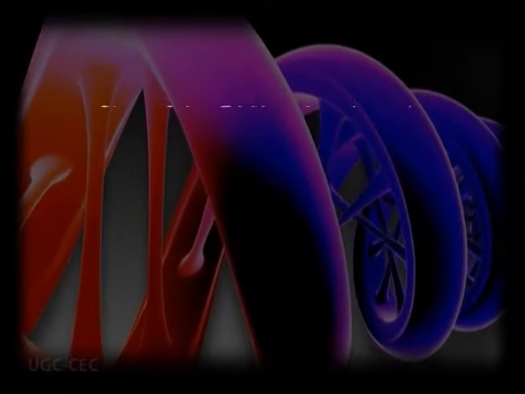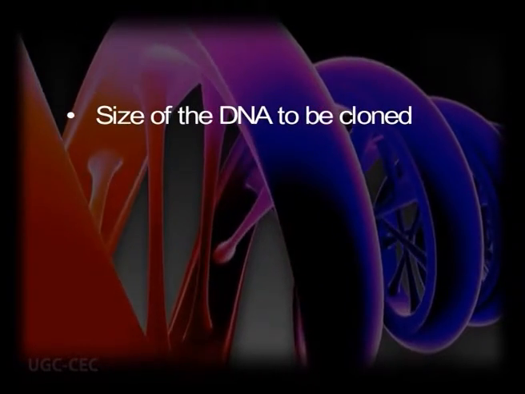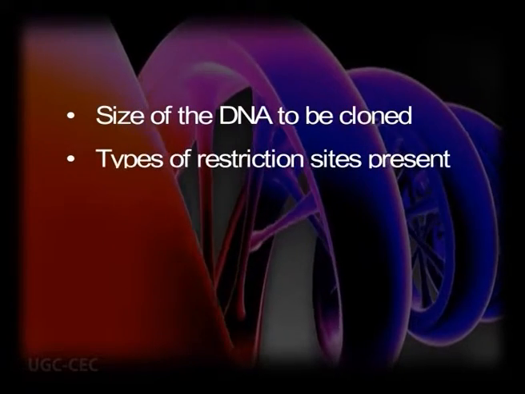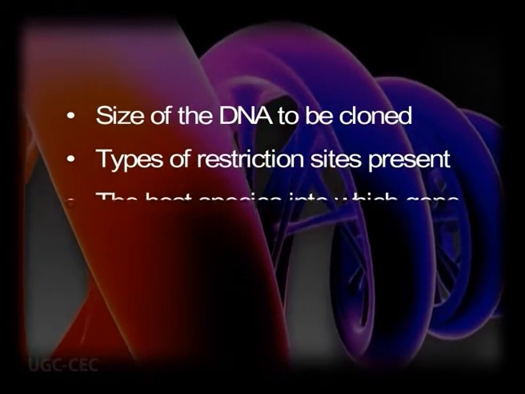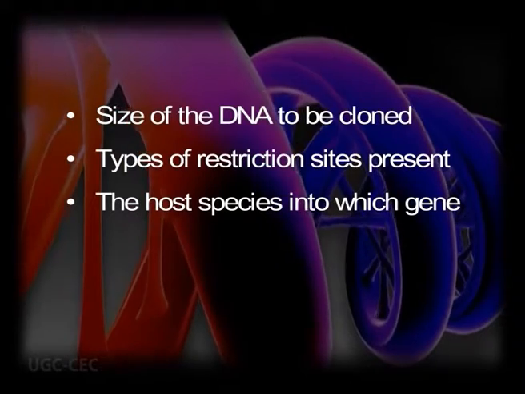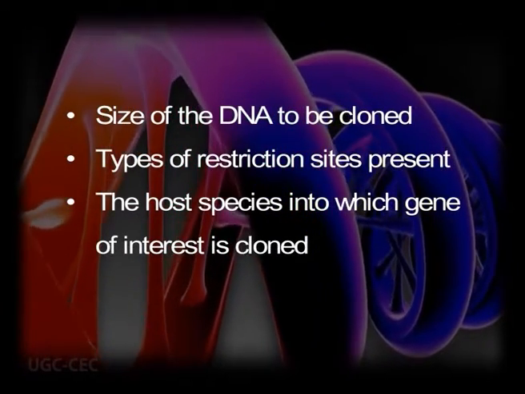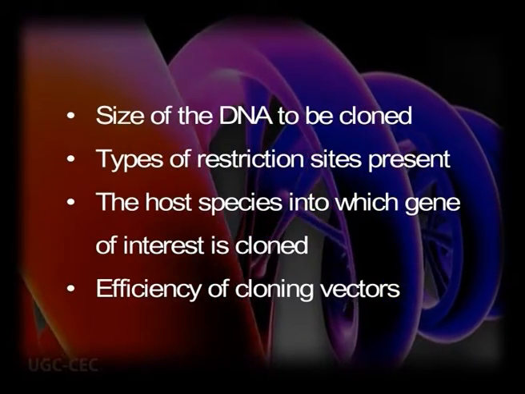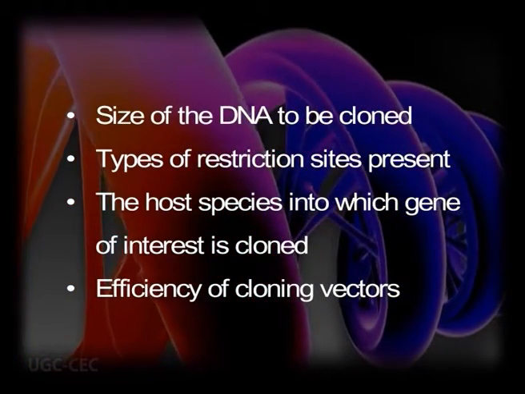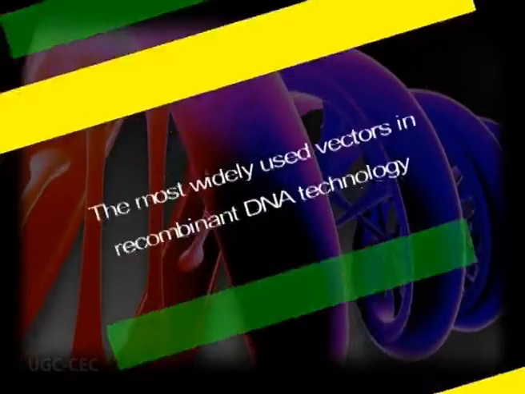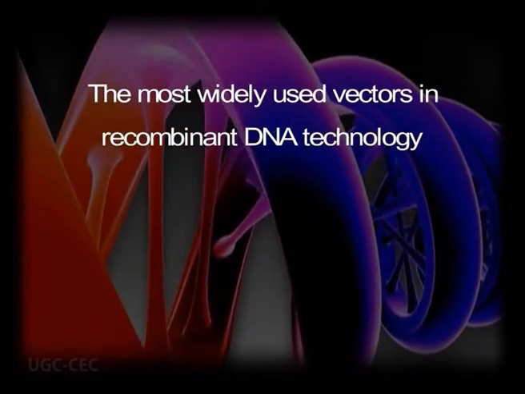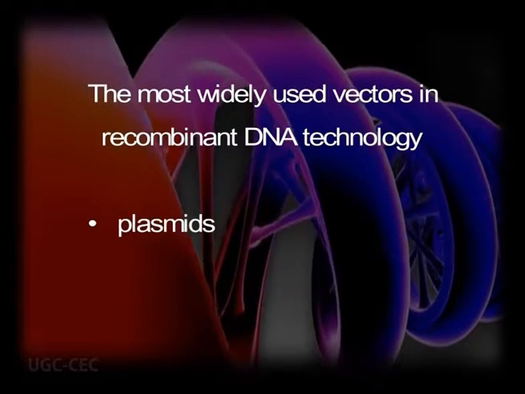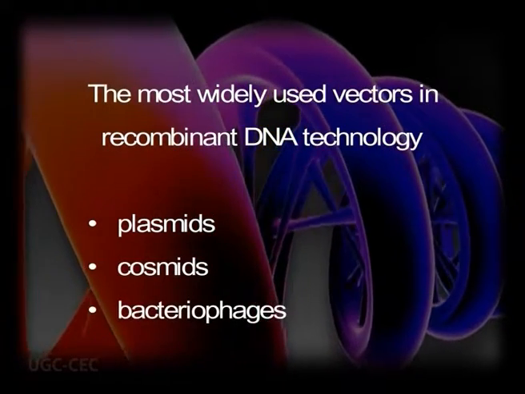In gene cloning, the choice of a vector depends upon many factors. For example, the size of the DNA to be cloned, the types of restriction sites present, the host species into which the gene of interest is cloned, and finally the efficiency of cloning vectors, that is, the number of copies of a vector in a host cell. The most widely used vectors in recombinant DNA technology belong to plasmids, cosmids and bacteriophages.